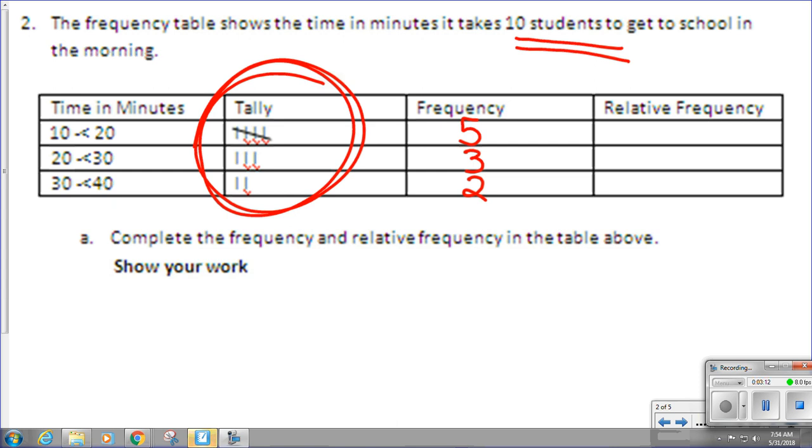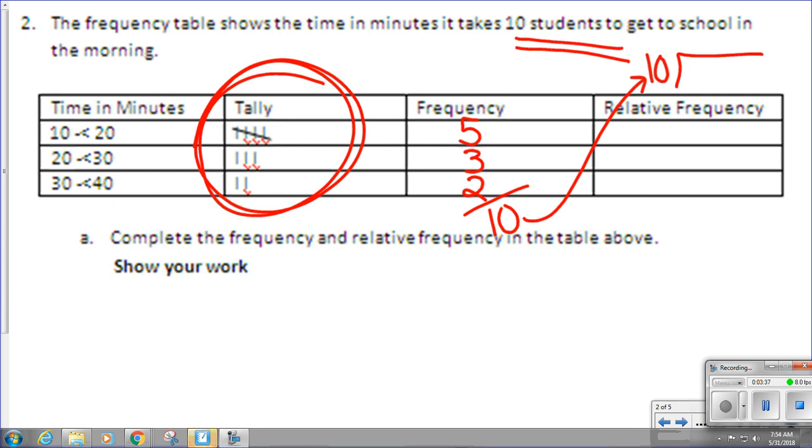Relative frequency is dividing. You should put these little helpers there to remind you. You should be studying this tonight. You need the total, which was 10. The 10 will be outside, or whatever your total is outside. And then the other numbers go inside, and you do the math. So I'm going to show my work down here.